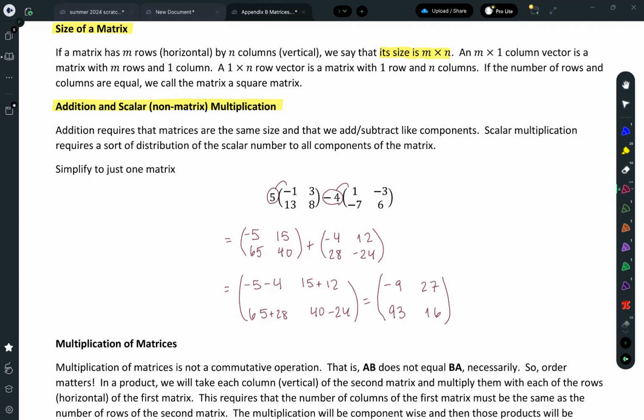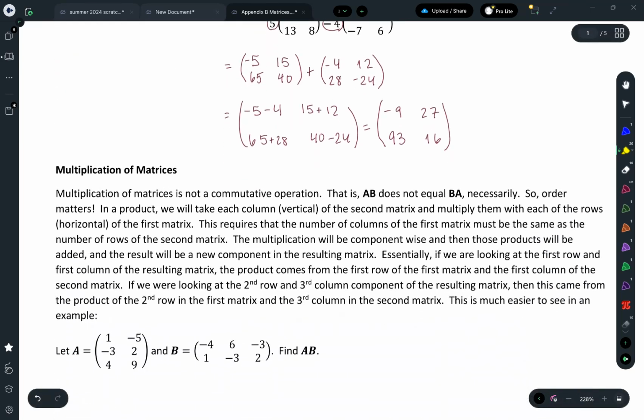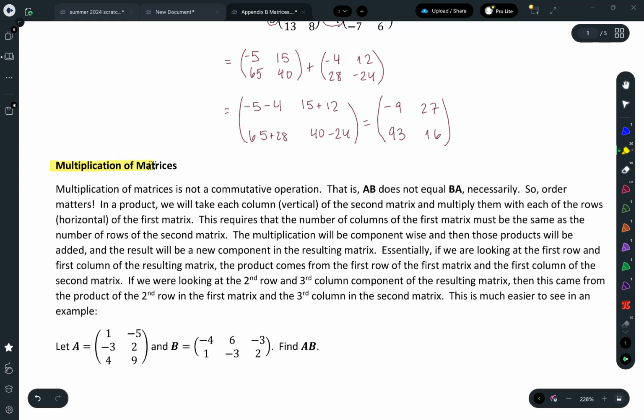So adding and subtracting matrices should not change the size. It should remain the same size. All it's going to change is the components that are inside of the matrix. The next topic to talk about is the multiplication of matrices.